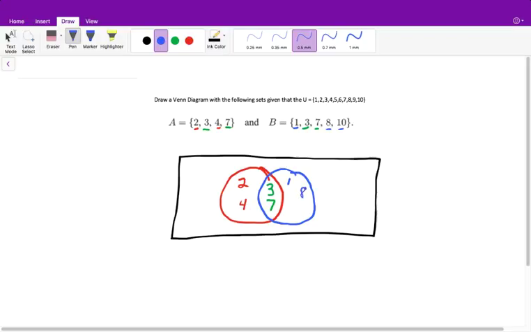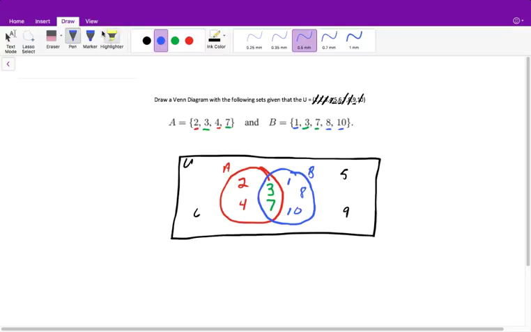All right, now we need to fill in the rest of the elements for the universe. So we have 1, we have 2, we have 3, 4, there's no 5, there's no 6. So we know those two we'll have to fill in. There's 7, there's 8, there's no 9, and there's a 10. So that means outside here we have 5, we have 6, and we have 9. So remember, this rectangle is our universe, this red circle is our set A, and this blue circle is our set B. I just wanted to draw this real quick to talk about the last part of the video.